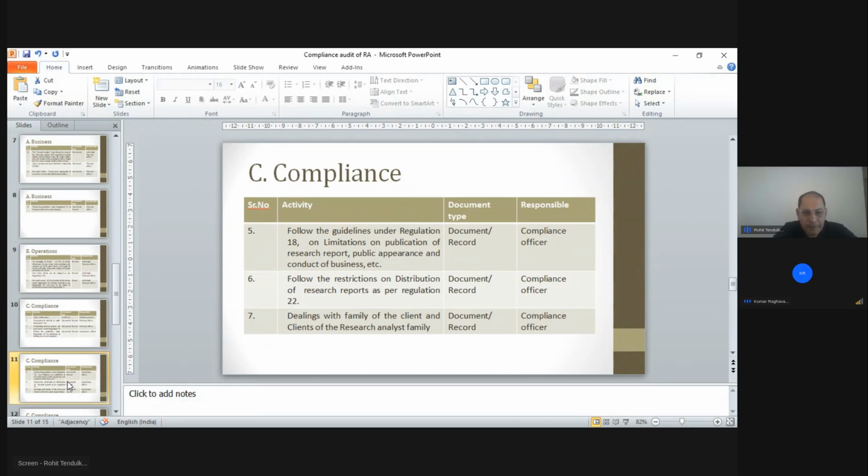Point number 7, dealing with family of clients and client of research analyst family. Now, the family definition has been modified in the financial year 24-25 itself. So, the family of client is defined, and the family of the research analyst is also defined. So, a record or documents must be maintained clearly stating who is who, with the compliance officer, so that there is no spillovers.